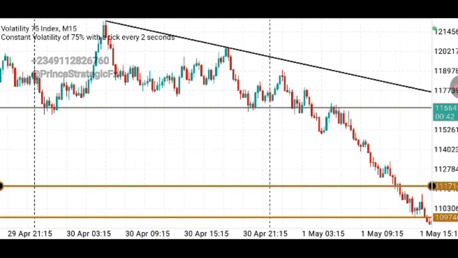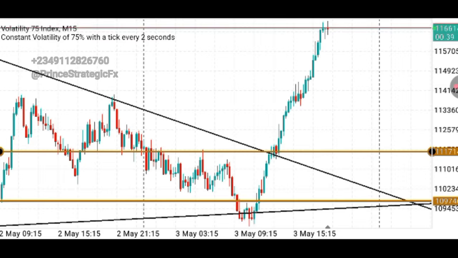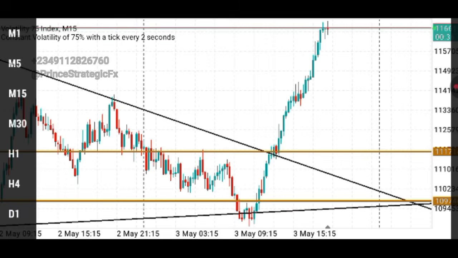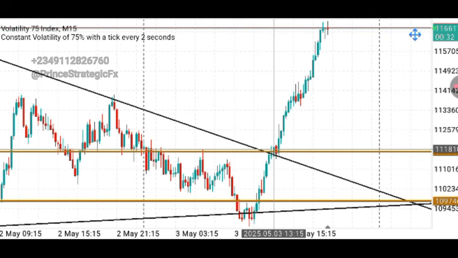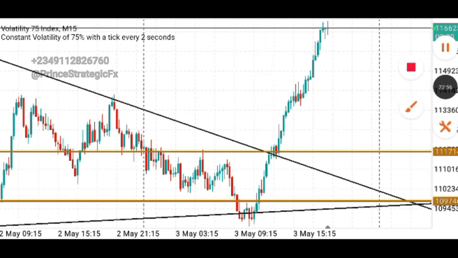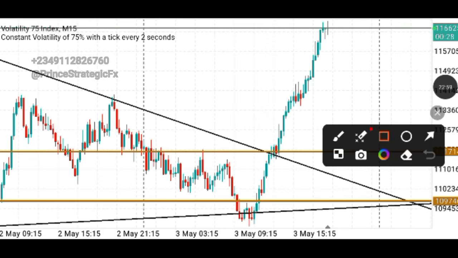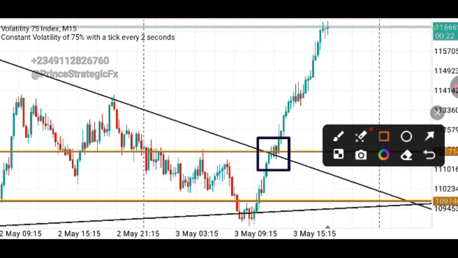1, 2, you see there, 3, you see. So automatically price broke out and retested from here. You can see there was a breakout and retest here. Sorry, let me use this tool again so you can see exactly what I'm saying. You can see there, right? There was a breakout and retest at that spot right there.